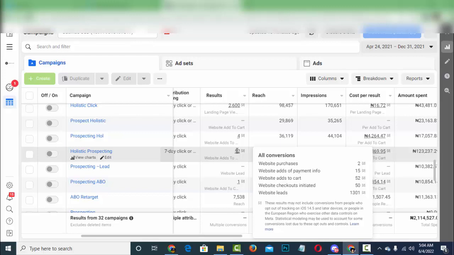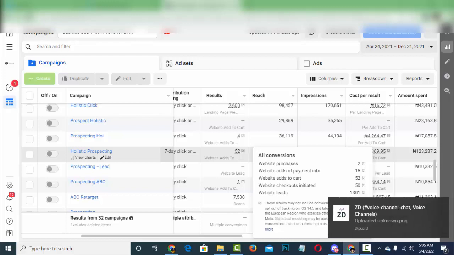Because you don't know the numbers, you don't know what's going on, you don't know how many persons came to the sales page, you don't know how many persons even went through to the checkout page, you don't know how many persons were successful, so you don't have a full overview of the numbers. How can you tweak things? How do you know what to do? How do you know what to touch on?